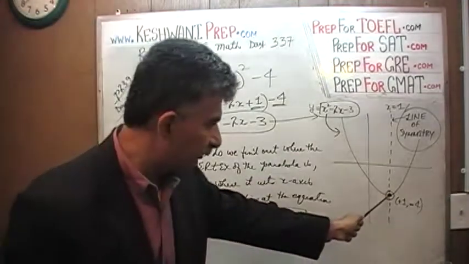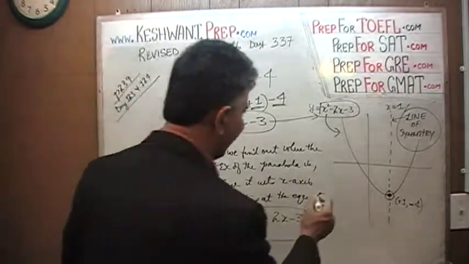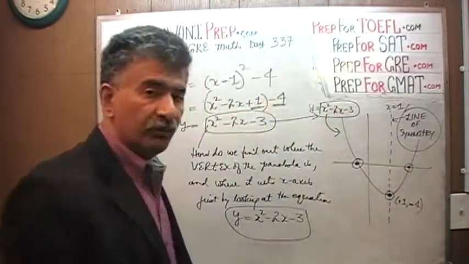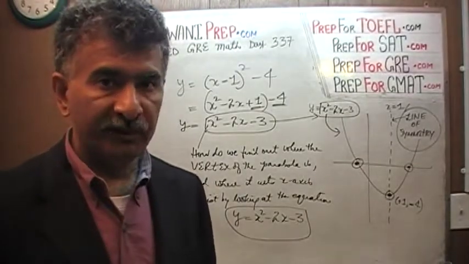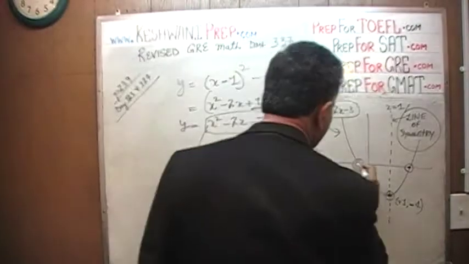We know now the vertex is right there. Next question is, where does it cut the x-axis? It's cutting the x-axis here. What are the coordinates of these points? In order for us to be able to draw the shape of the parabola, simply knowing the vertex is not enough. We have to know where it cuts the x-axis.